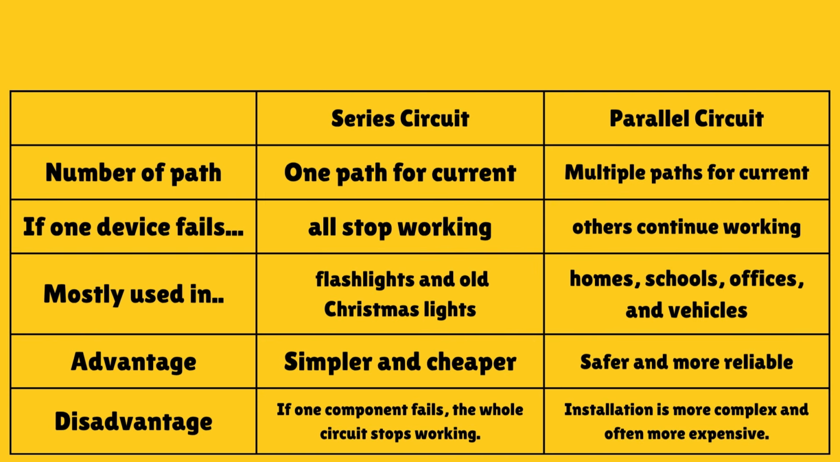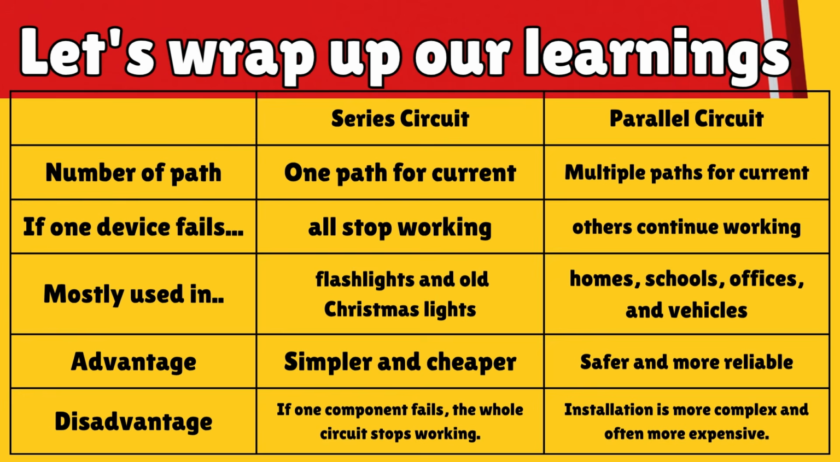And now let's wrap up our learnings. So we have here a table that differentiates the series and parallel circuit. For number of path, for series, there's only one path per current. And for parallel circuit, the electrons or the current has multiple paths. Next, if one device fails, in series circuit, all stop working. While in parallel circuit, others continue working.